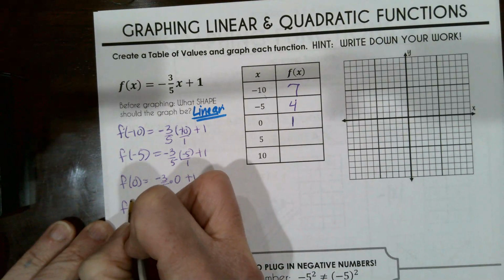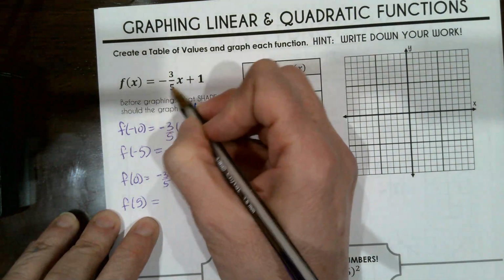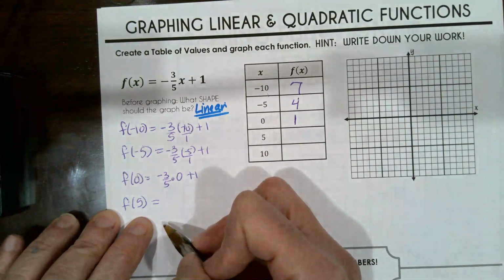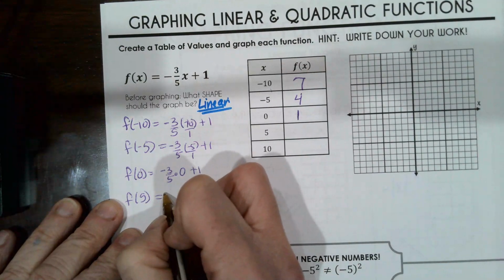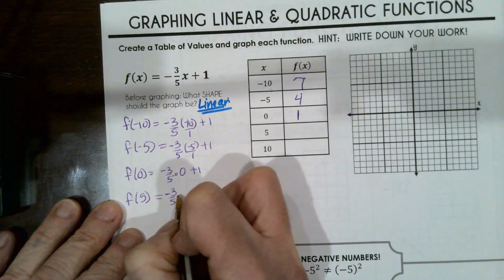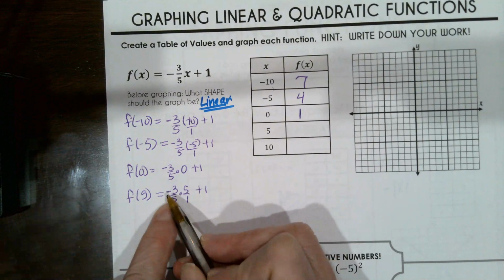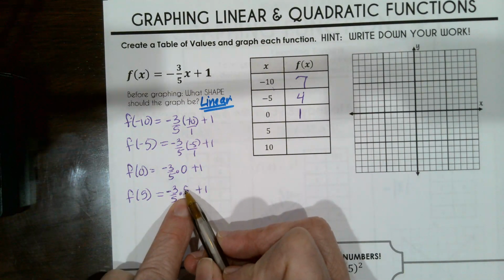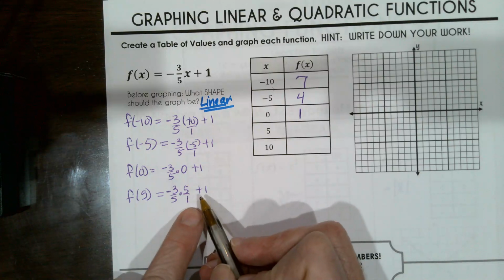F of positive 5 is equal to, now keep in mind the -3 over 5 is still negative for every single one of these. It doesn't matter that I'm plugging in a positive 5. My equation is still the same. -3 over 5 times 5 over 1 plus 1. Now, -3 times 5 is -15. -15 divided by 5 is -3. -3 plus 1 is -2.